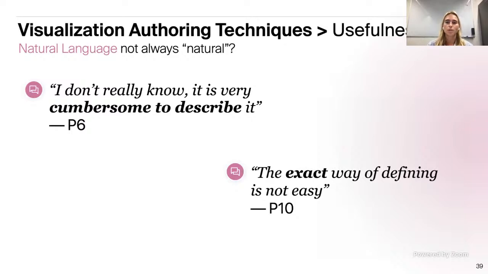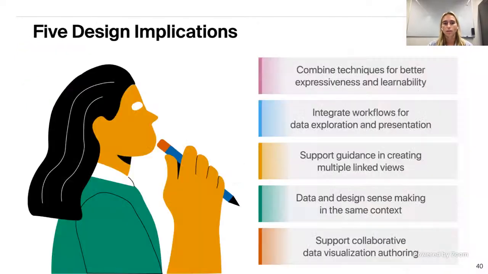where some participants noticed that it can be difficult to describe what they really want to achieve with natural language, indicating that it might not always be the most natural way to do it. So, for example, this could happen when describing a custom visualization that doesn't really have a clear name. So we think this should be taken into account when using language models, that there might not always be clear understanding of the target visualization.